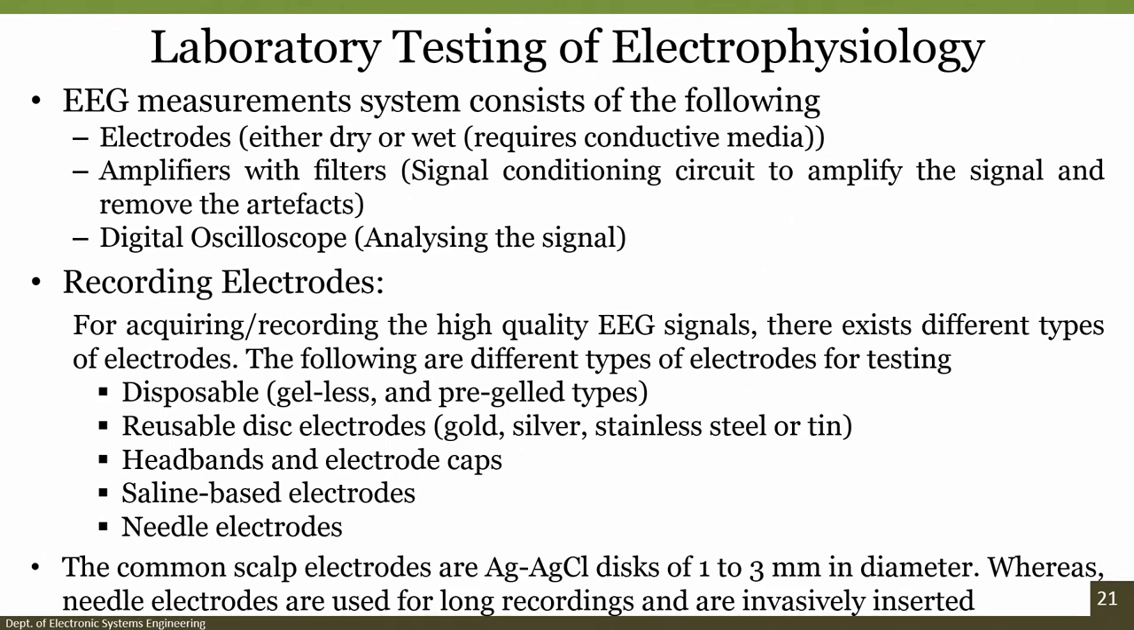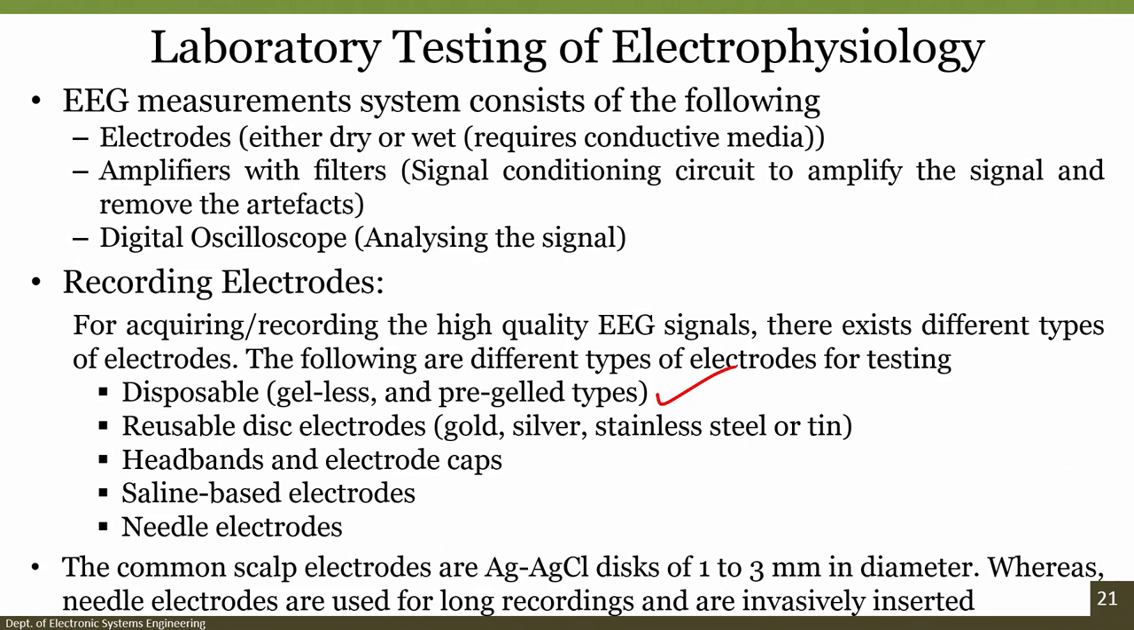Then we have amplifiers with filters, where we have a signal conditioning circuit to amplify the signal and remove the artifacts. Then we have a digital oscilloscope. Now why do we have a digital oscilloscope? For analyzing the signal. And this is again laboratory testing, so we will have this kind of equipment. Recording electrodes: for acquiring or recording high quality EEG signals, there exist different types of electrodes. The following are the different types of electrodes for testing. First is disposable, gel-less and pre-gel types of electrode.